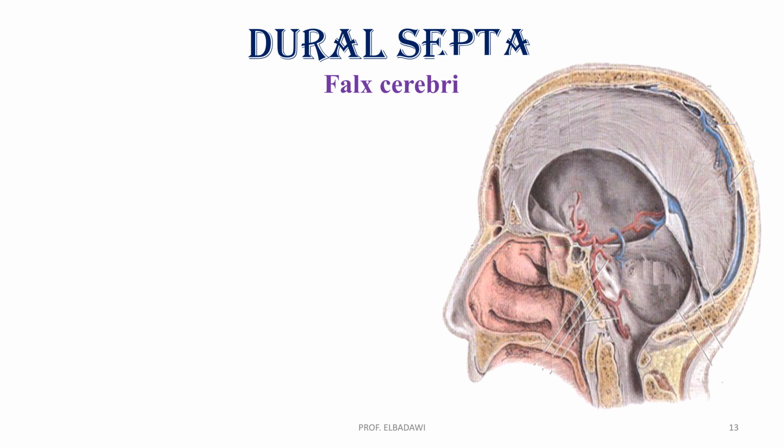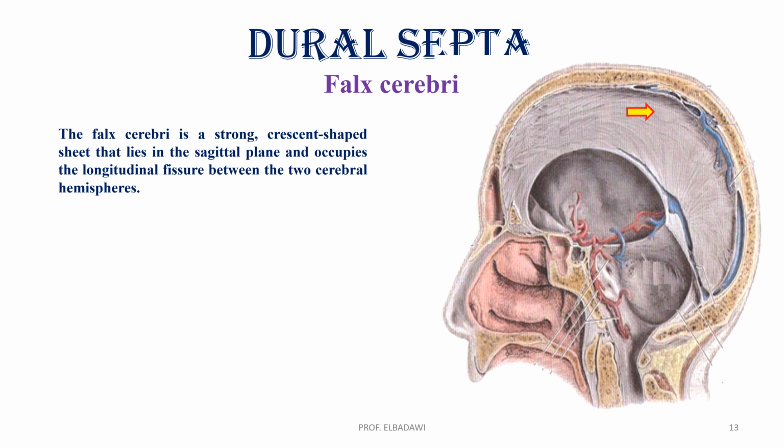Let's start with the falx cerebri, one of the important ones. That is the one here. That is the falx cerebri. It's sickle-shaped, having an apex, a base, a superior border, and an inferior border. Those are the borders of that falx. It's very strong, sickle in shape, as we said, lying in the median plane, occupying the longitudinal fissure between the 2 cerebral hemispheres. So the 2 cerebral hemispheres are found on each side of this falx.